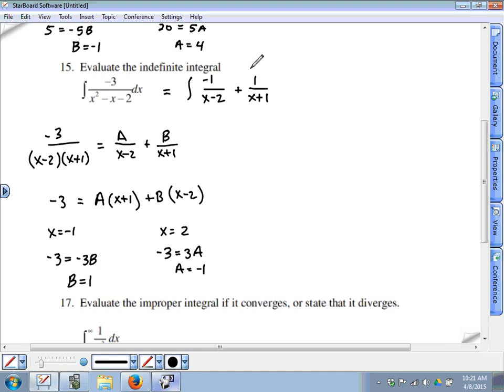And we can integrate each partial fraction separately. And again, these are both natural log. So this is negative natural log of x minus 2 plus the natural log of x plus 1 plus c.